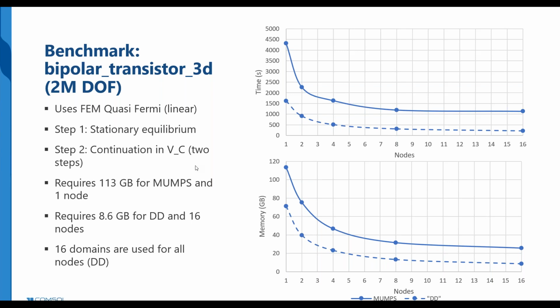So 16 domains are used for all the simulations here when we talk about domain decomposition. Another way, so you see here the CPU time on top and memory behavior on the bottom. So both show very nice effects of going to a cluster.